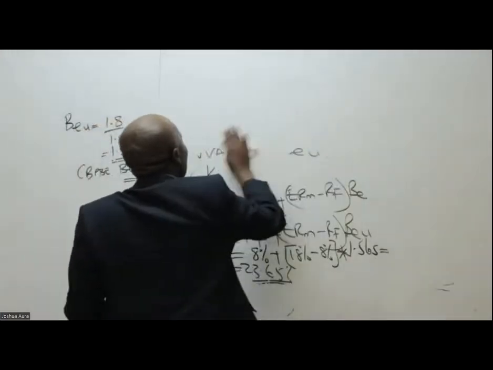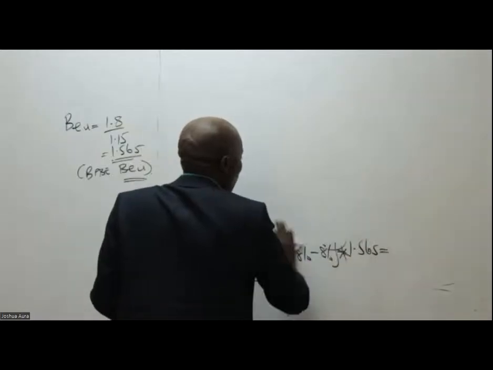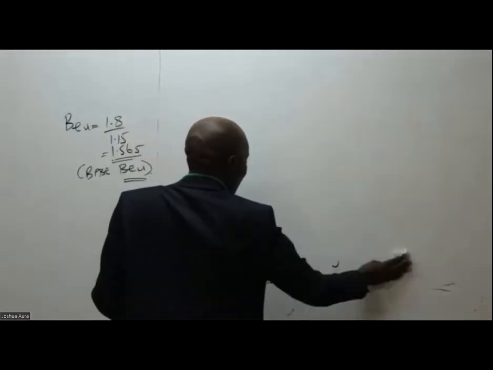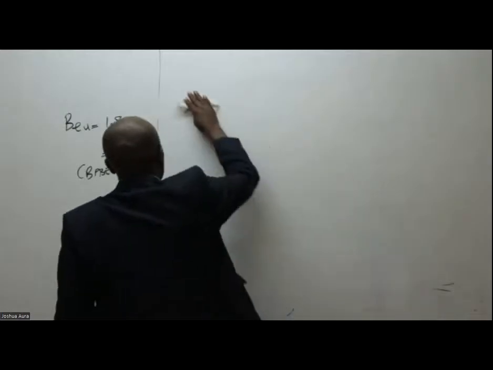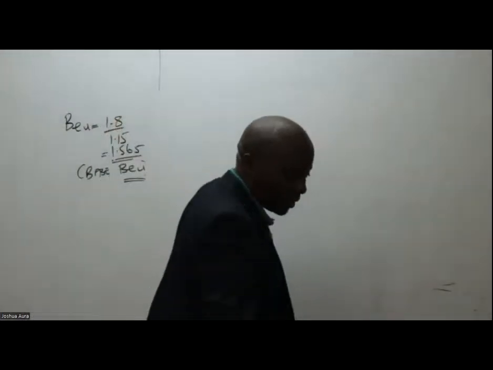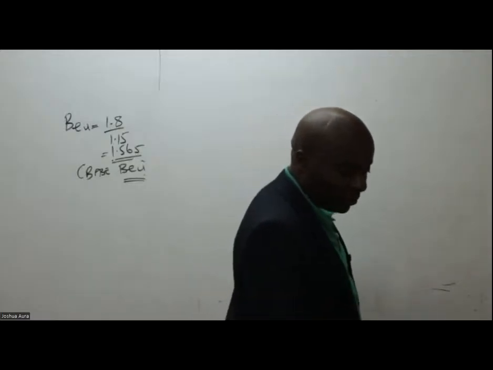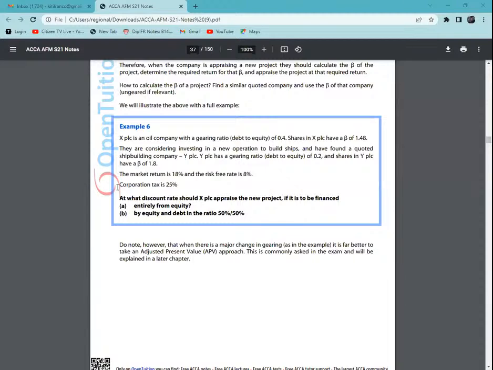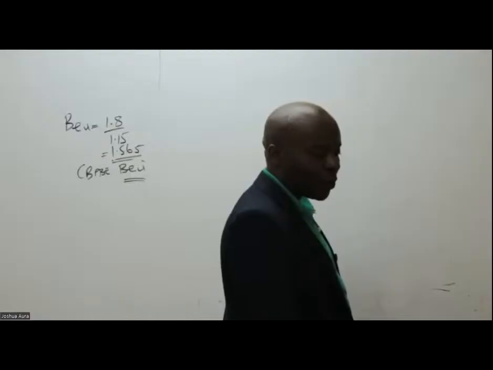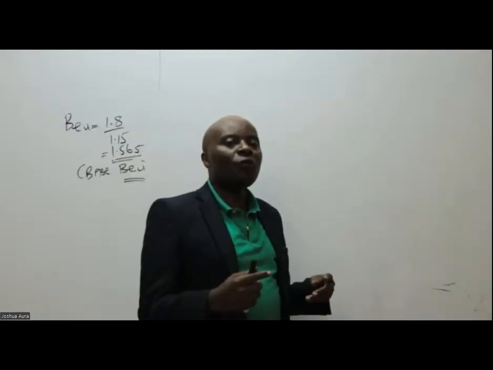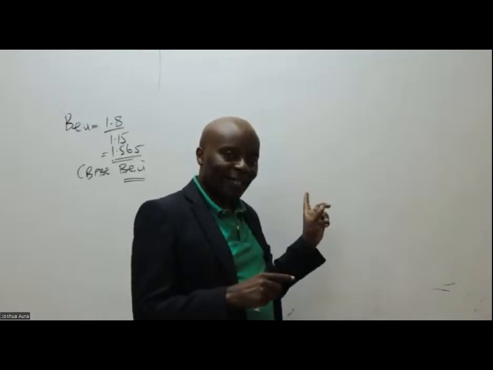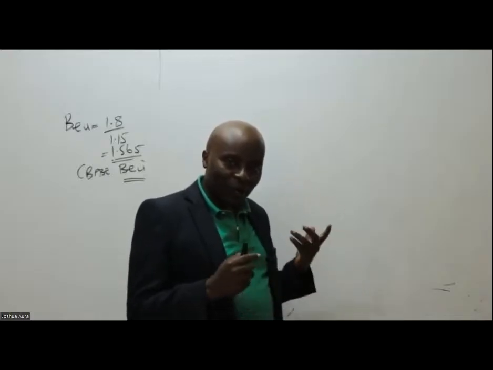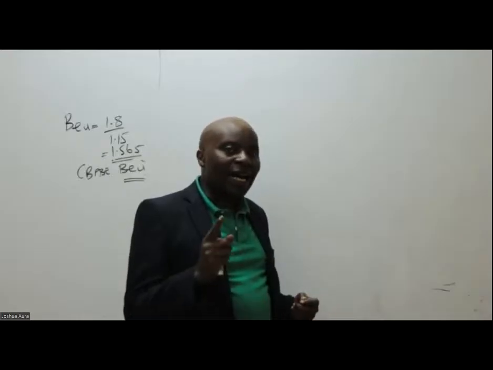Now, with your permission, I'll go straight away to number 2 of this question. I love it. Now we have some gearing, some debt coming into the equation. This time around, the financing is through equity and debt in the ratio of 50 to 50. No worries at all. It means that we must convert the BEU that we got there into BEL, because now the firm we are dealing with has debt.